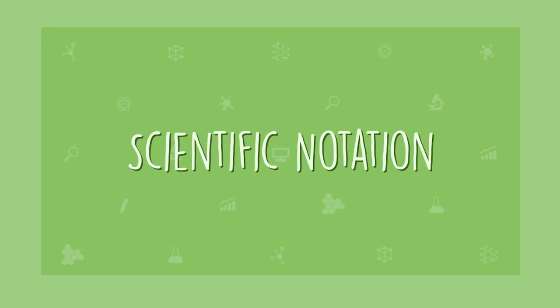As a scientist or as a mathematician, you have to work with very large and very small numbers, which are sometimes difficult to get your head around. To make things easier, scientific notation was developed. Scientific notation is a systematic shorthand way to write very large and very small numbers so they're easy to understand. Let's have a look at some examples.